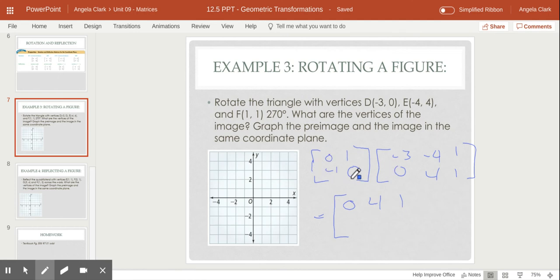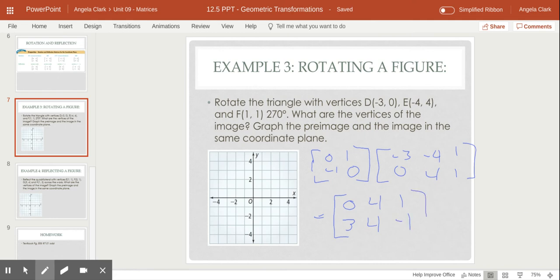Now we need to do the same thing with this row. So I'm going to get -1 times -3, which is +3. And 0 plus 0 times 0 is just 0. So this is just going to be +3. And then I have -1 times -4 plus 4 times 0. So that's just +4. And then -1 times +1 plus 1 times 0 is -1.